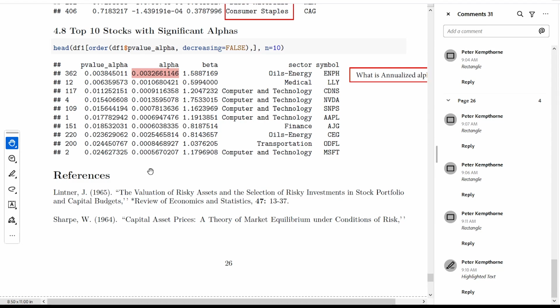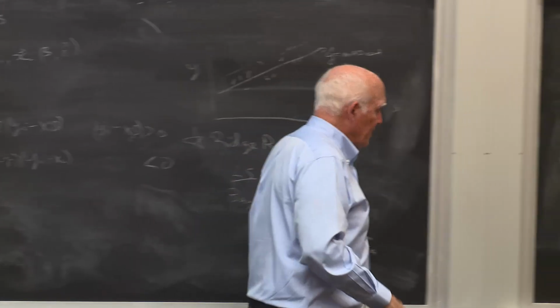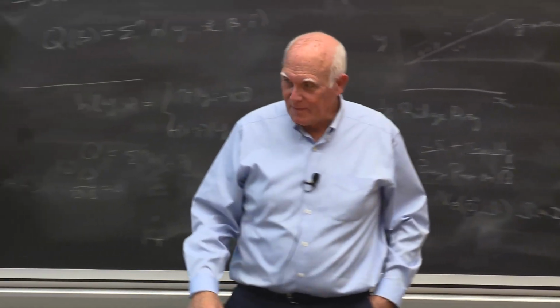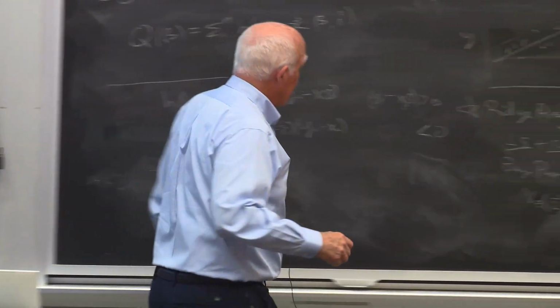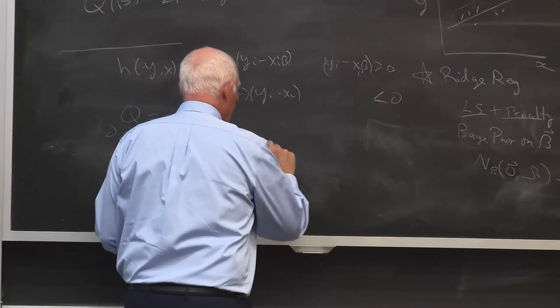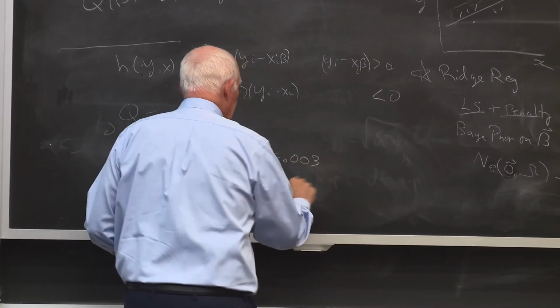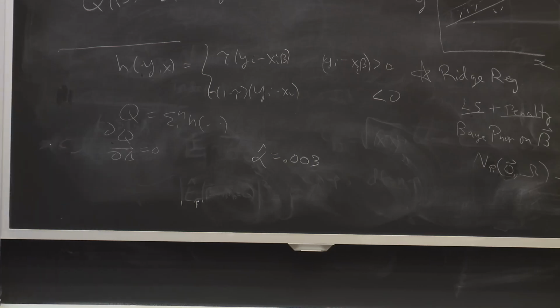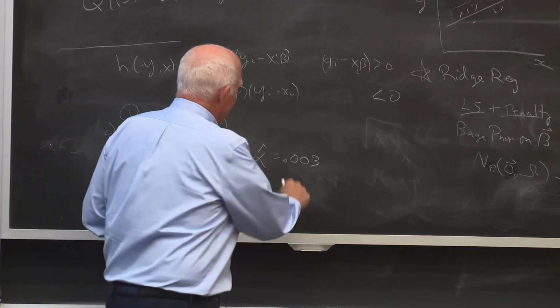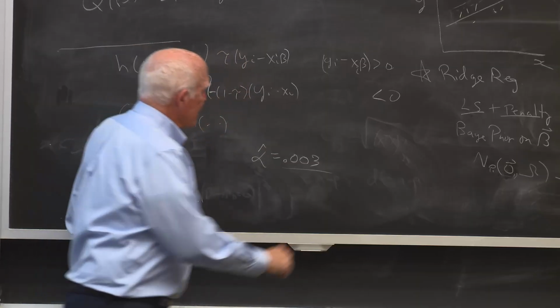Finally, if we look at the top 10 stocks with significant alphas, here is the table of alpha values that were highest, and one was in the oils and energy sector, ENPH, with an alpha value of 0.003. This is a daily alpha.